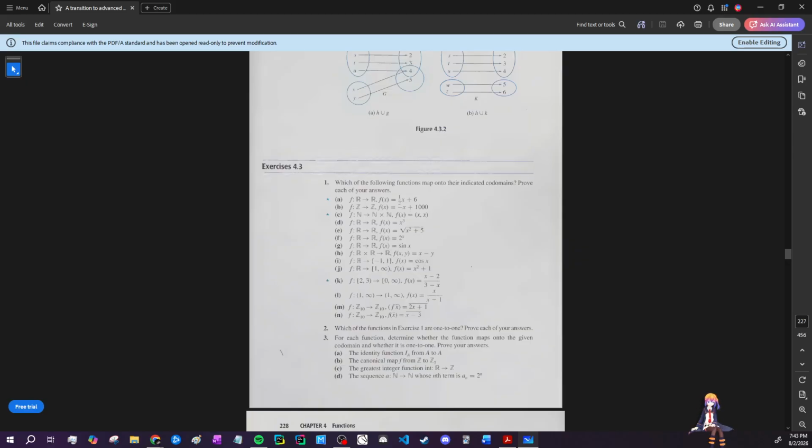Okay, so we're asking, given a function from R to R, where R is mapped to R, f of x equals 1 over 2 x plus 6.